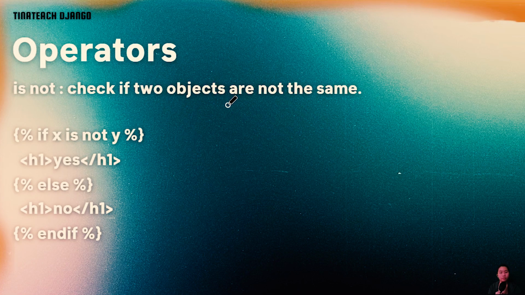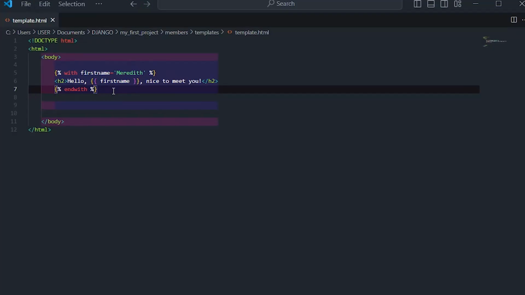Check if two objects are not the same. And if X really is not Y, then yes. However, if X is the same as Y, no. Okay? So we already have our variable first name equals Meredith. Now, if you want to add a new variable, we're going to have to go back to the views.py file, which is a bit annoying.